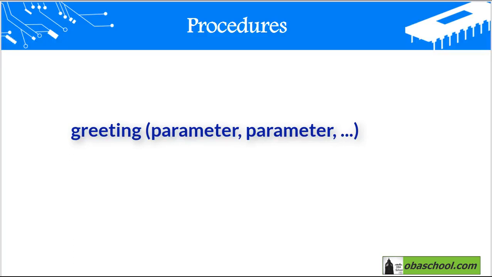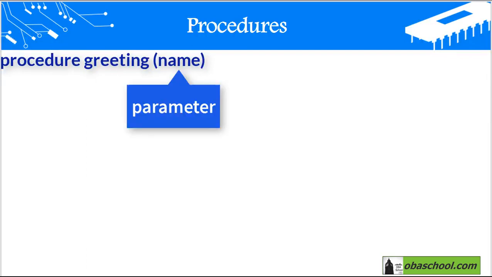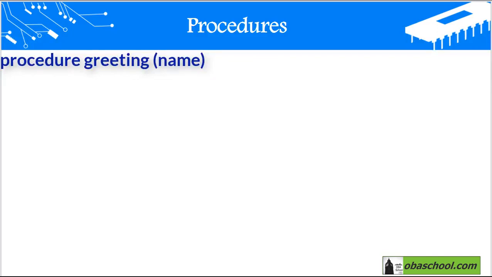So now we're going to write a procedure that also prints a greeting, but in this case, we're going to pass it a parameter. We call our parameter name. You can call your parameter whatever you want. This procedure prints hello. We put it between brackets and quotations. The word hello will be shown to the user.